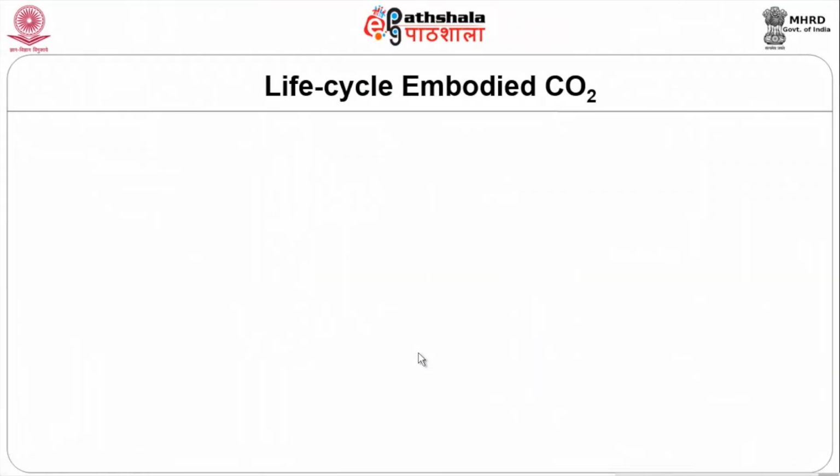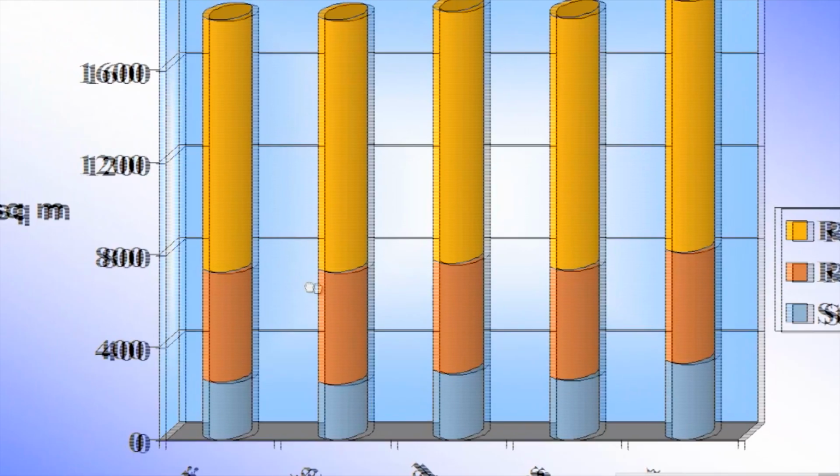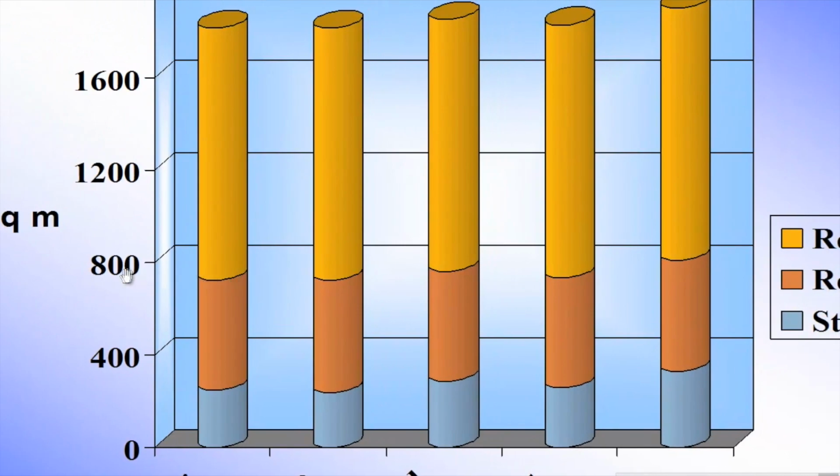Now, life cycle embodied carbon dioxide graph chart, if you look at it. Similarly, it ranges from 0 to 2000 kg per square meter emissions. Again, the various construction typologies used in the buildings like slim floor, composite, reinforced, beam and precast differ more or less. The value lies similar, at 400 to 800.